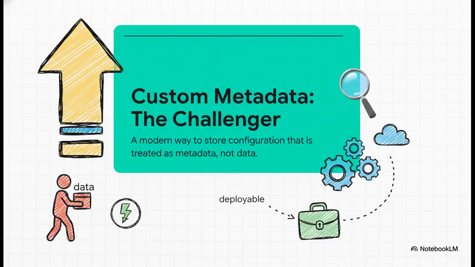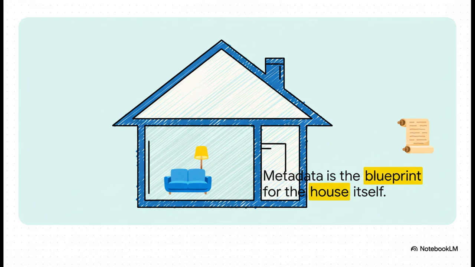And in the other corner, you've got custom metadata types. These are the new kids on the block, the modern alternative. Now, they look and feel a lot like a custom object, but they have one fundamental difference that changes everything. The records you create are treated as metadata, just like an Apex class or a custom field. So what does that actually mean, metadata, not data?